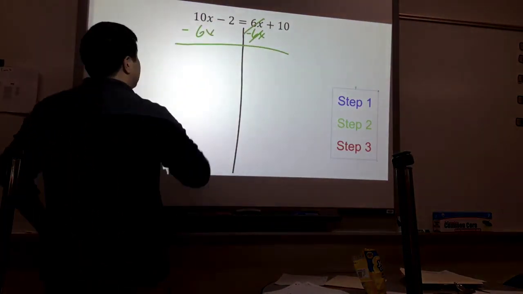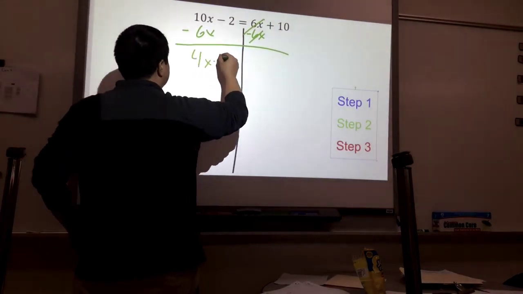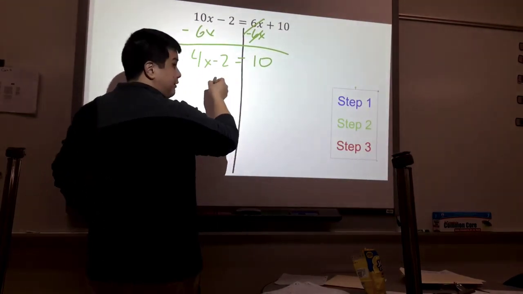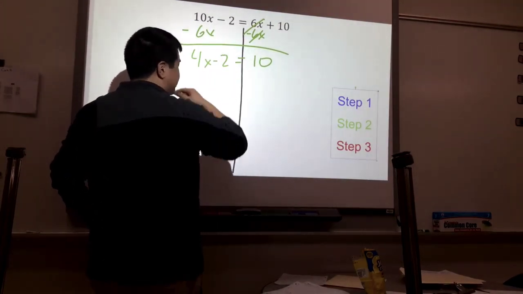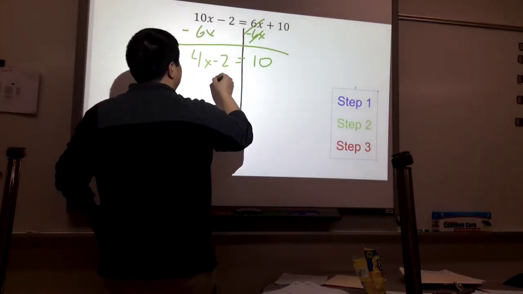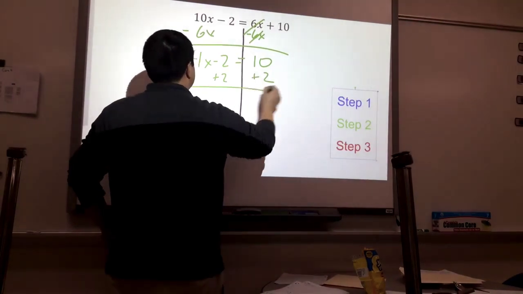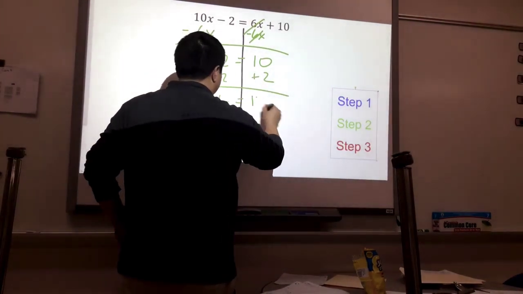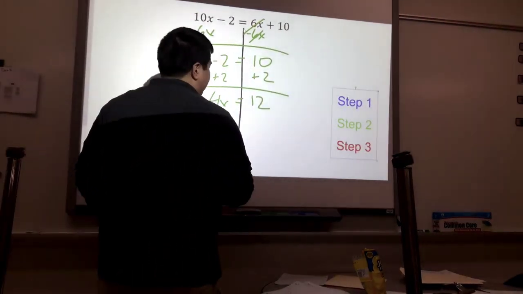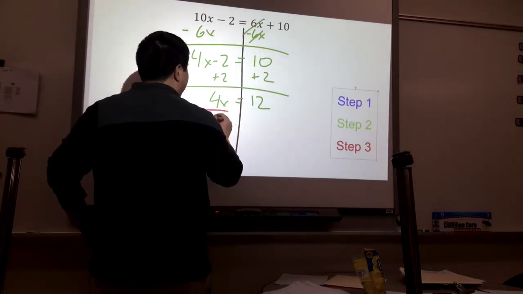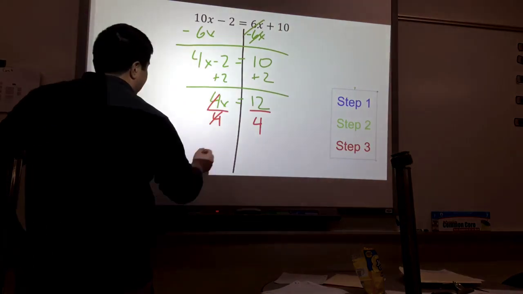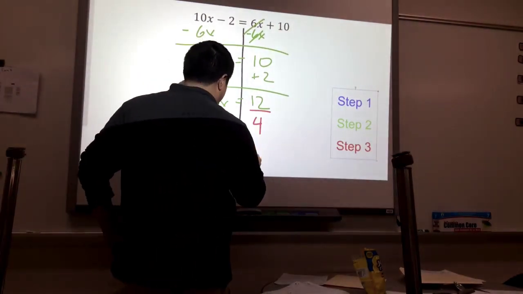These cancel out. 10x minus 6x is 4x, minus 2 equals 10. Now we need to get this minus 2 out of there so that this side is only terms with x. We're going to do that by plus 2 to both sides. We get 4x equals 12. Now that we have x's on one side and non-x terms on the other, we're going to move on to step 3, and we're going to divide by 4 to get rid of the coefficient. We get x equals 12 divided by 4 is 3.